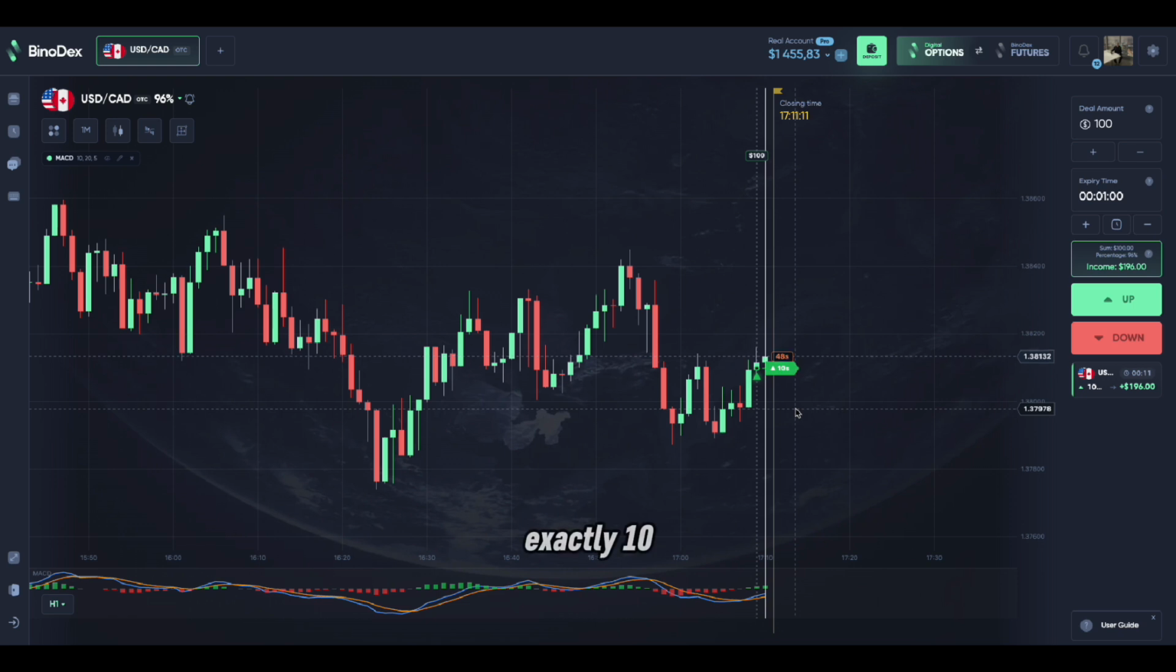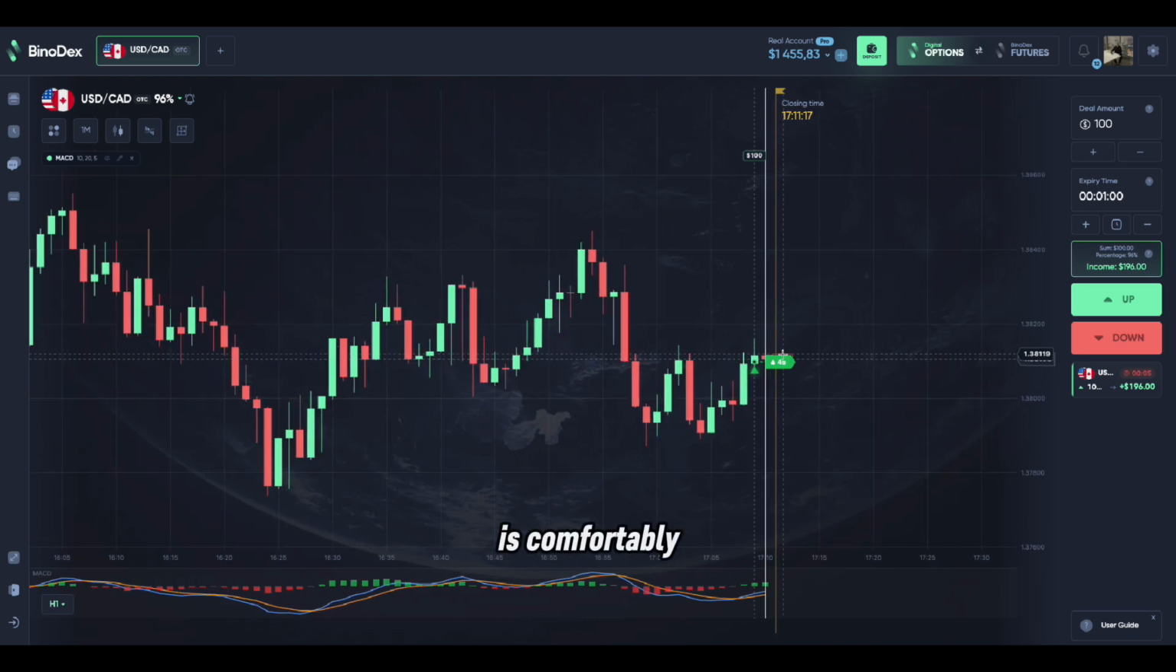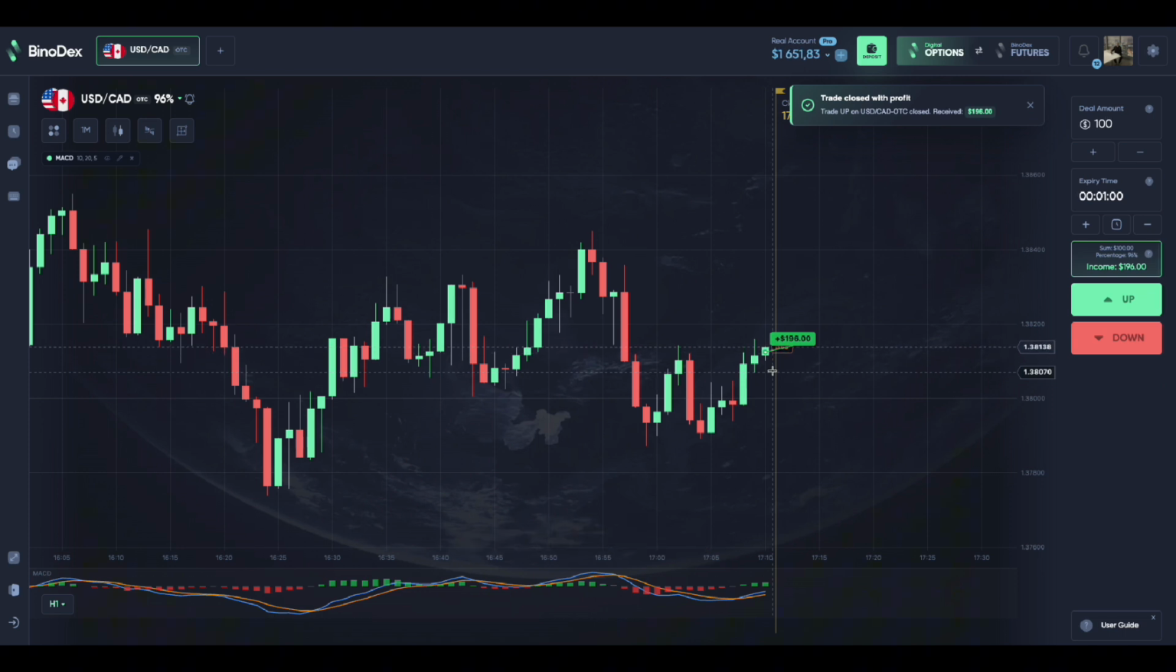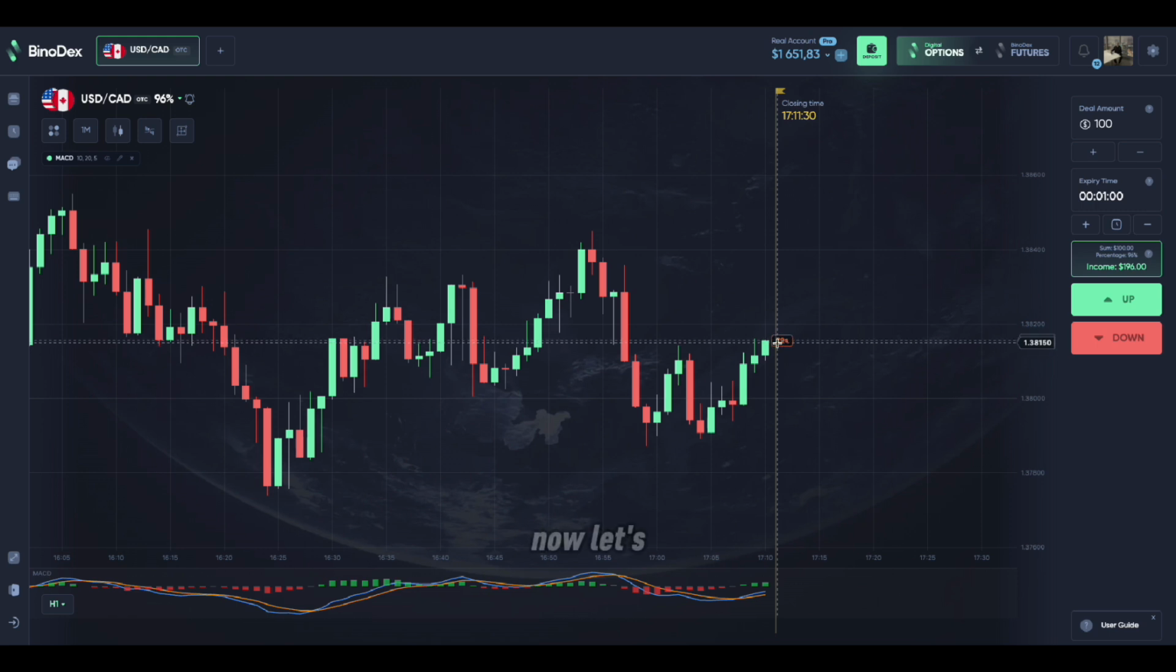We have exactly 10 seconds remaining until this trade finally closes, and as of right now, it looks like our trade is comfortably in profit. Just 1 second left and our second trade successfully closes in profit. We have earned a total of $196. Excellent. Now, let's move on to the next currency pair and open the final trade using this strategy.